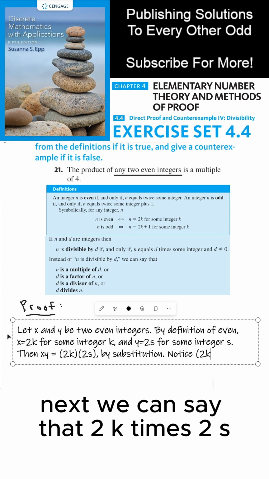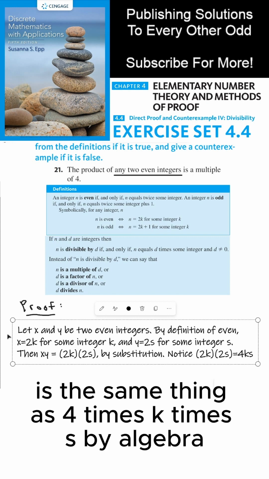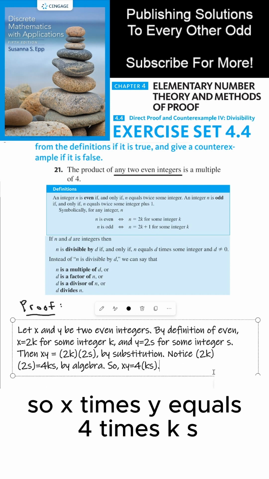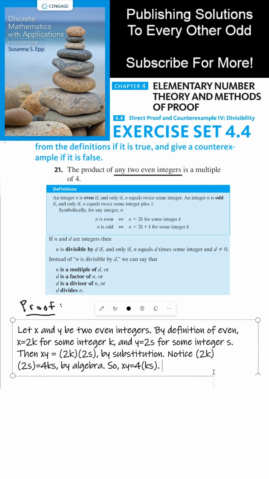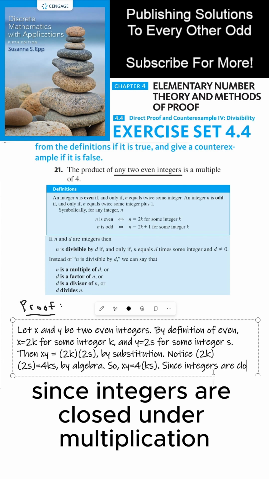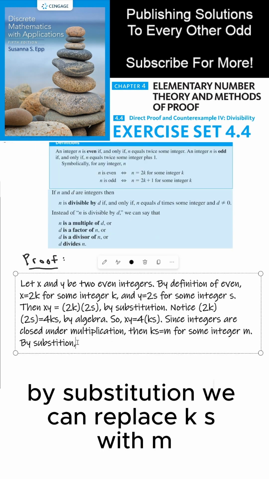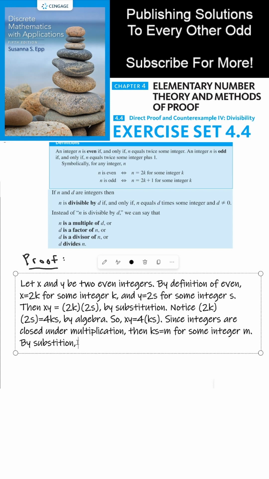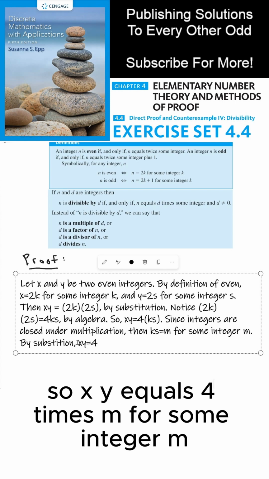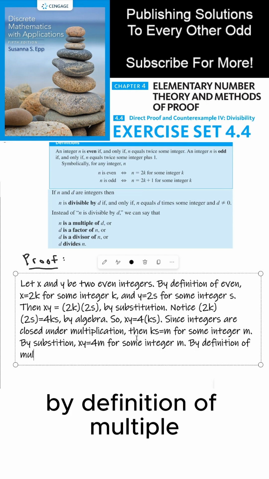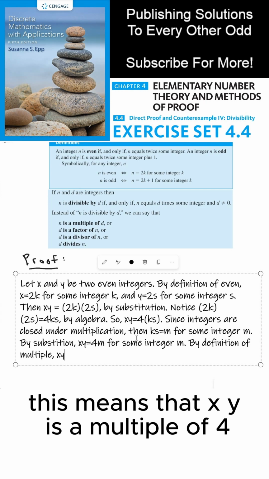Next, we can say that 2k times 2s is the same thing as 4 times k times s by algebra. So x times y equals 4 times ks. Since integers are closed under multiplication, then ks equals m for some integer m. By substitution, we can replace ks with m. So xy equals 4 times m for some integer m. By definition of multiple, this means that xy is a multiple of 4.